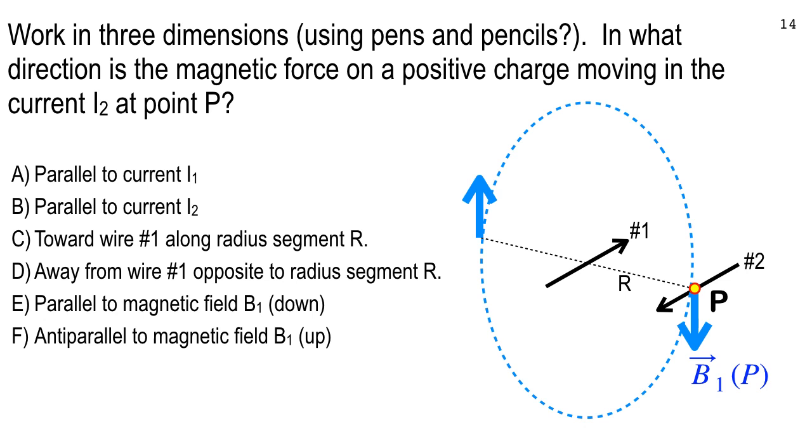So the velocity of the current is also the velocity of the charges. So individual charges are going in the same direction as current too.